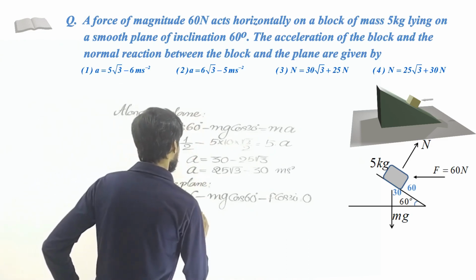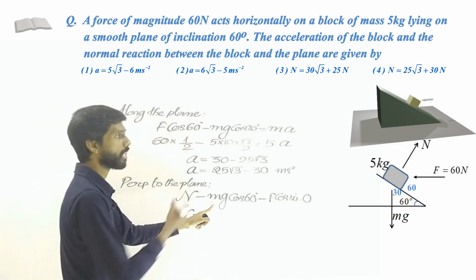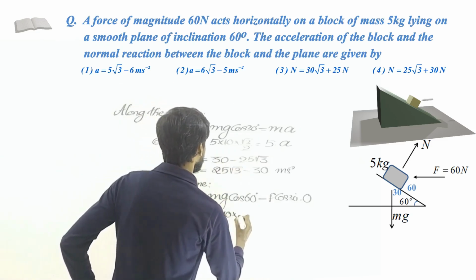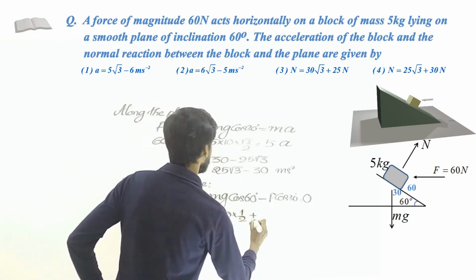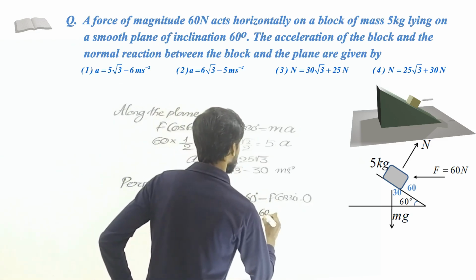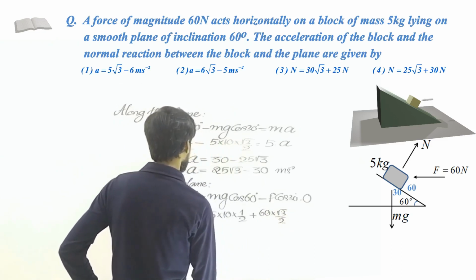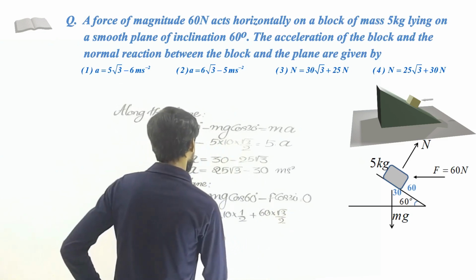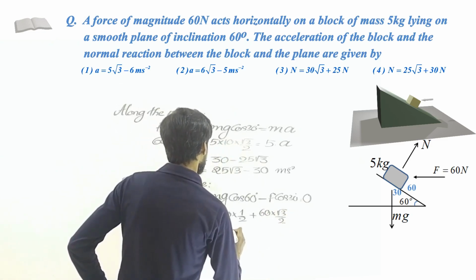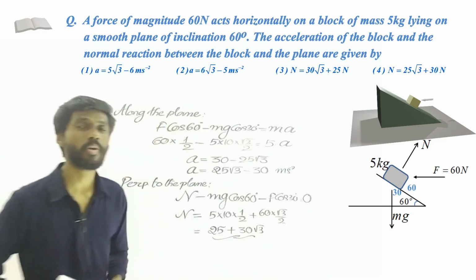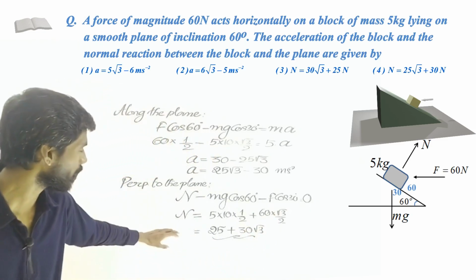So N equals mg. Here m is 5, multiplied by 10 cos 60, plus F again 60 multiplied by root 3 by 2. So this is the normal, which is 25 plus 30 root 3. Okay, so this is the normal force. That is the answer.